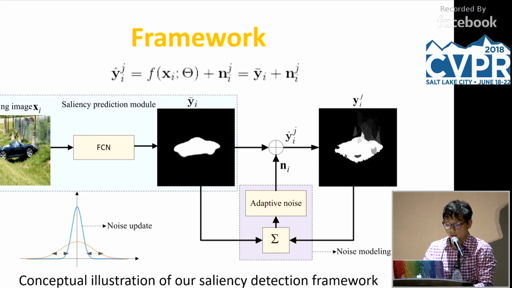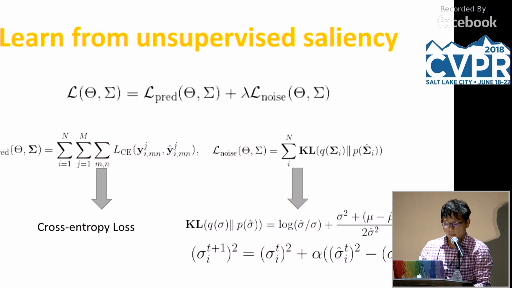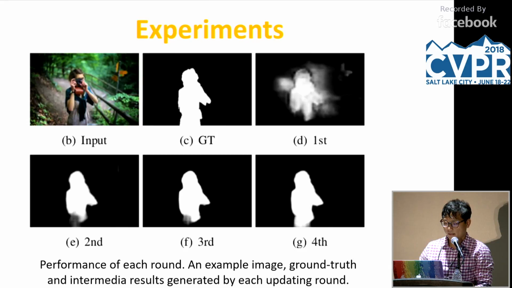Our objective function contains 2 parts. We approximate the noisy label by minimizing the cross-entropy loss of the label generated by bottom-up methods and our estimate noisy label. At the same time, we update our noisy parameter by reducing the KL divergence of the estimate noisy and the actual noise we get. This picture shows our estimate silence map for each round.